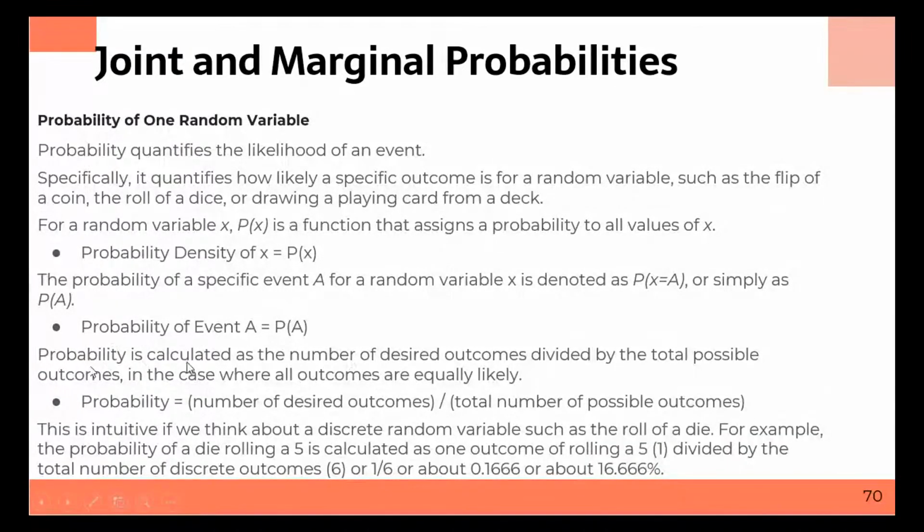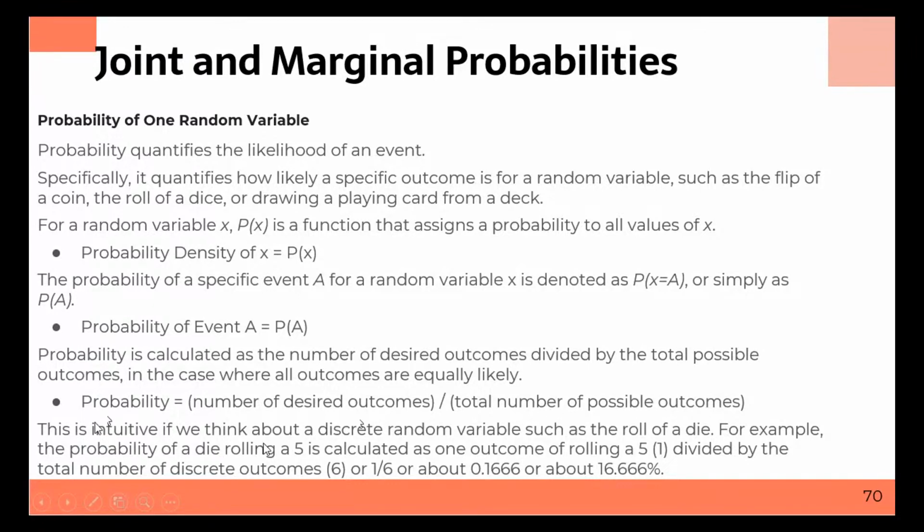This statement says the same. I'll read it again. Probability is calculated as the number of desired outcomes divided by the total number of possible outcomes, in the case where all outcomes are equally likely, that means all the events are equally likely to occur. In such situations, this formula will hold sway. So the formula goes like this: the probability equals the number of desired outcomes divided by the total number of possible outcomes.